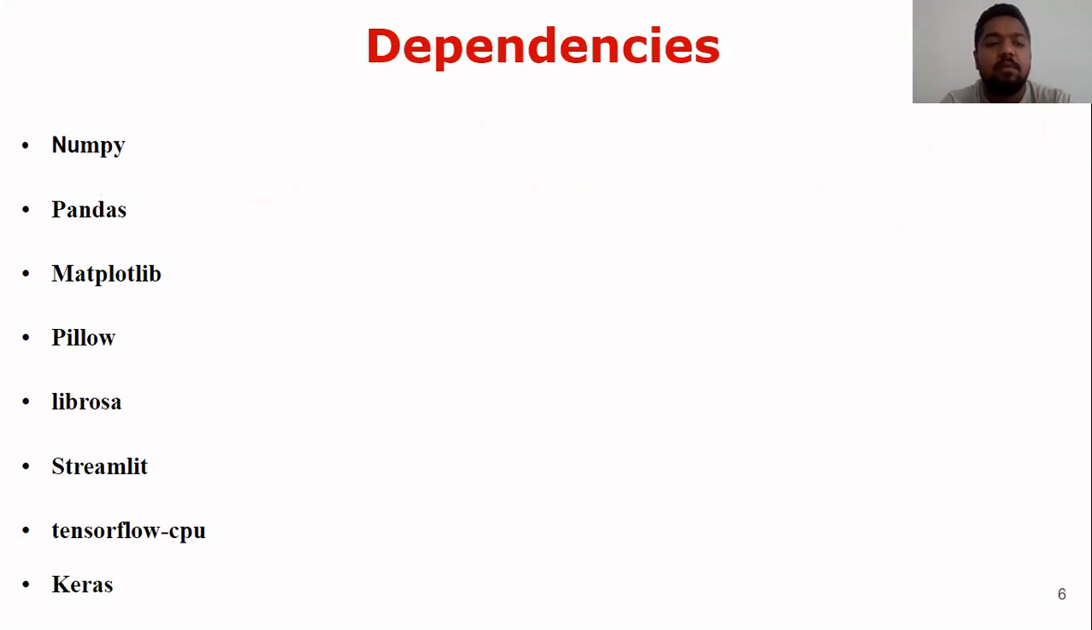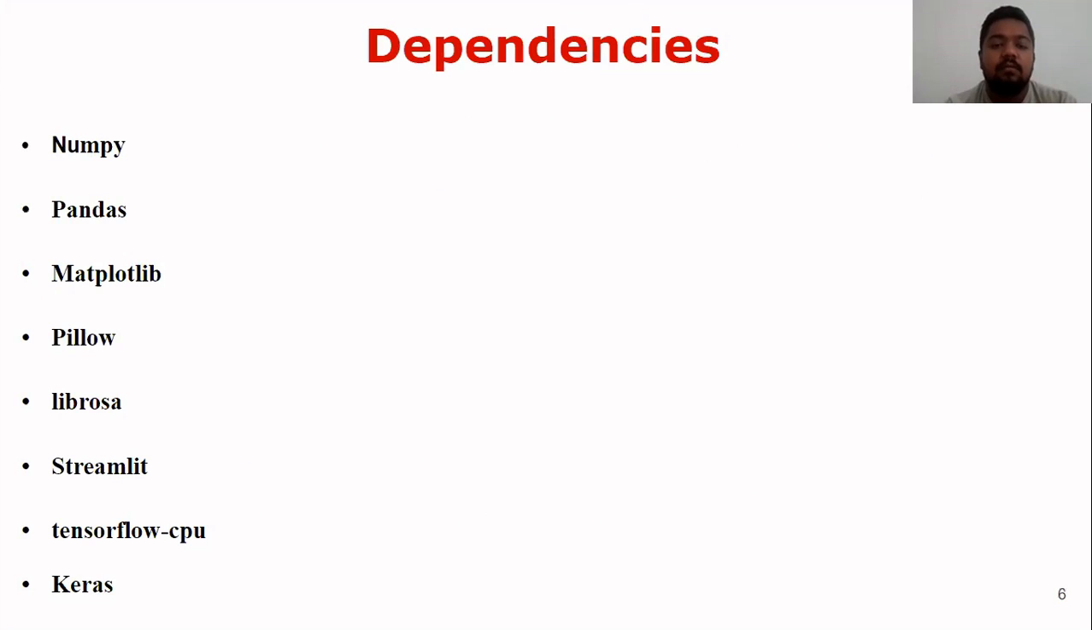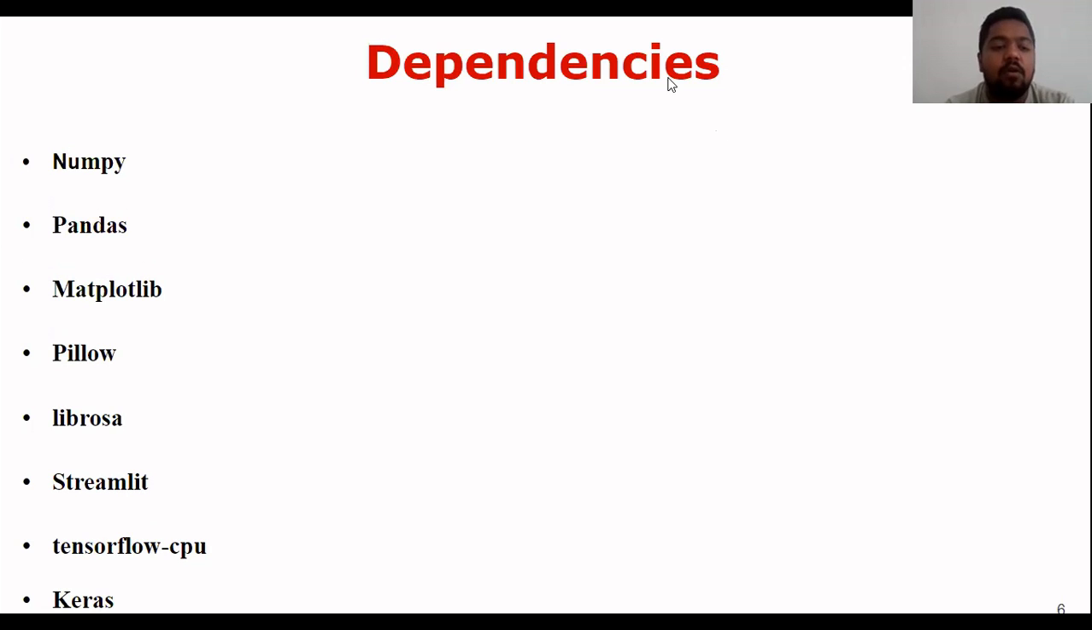Now next is dependency. In dependency, which libraries will our model depend on? Librosa is the most important library for building this project.